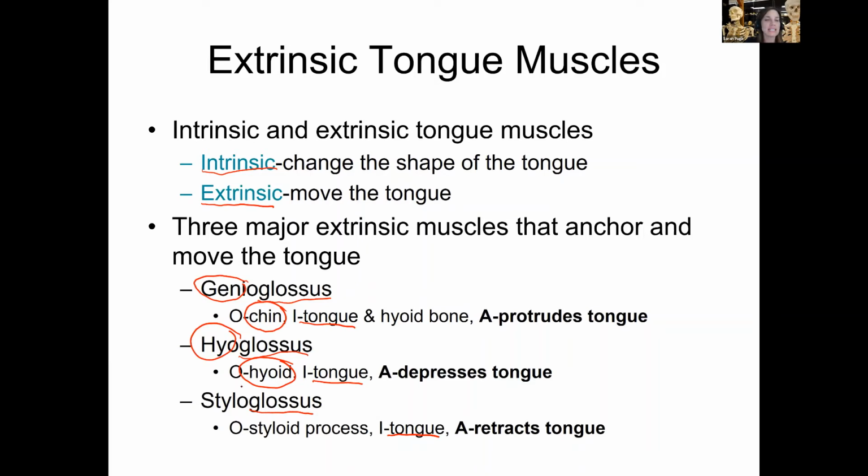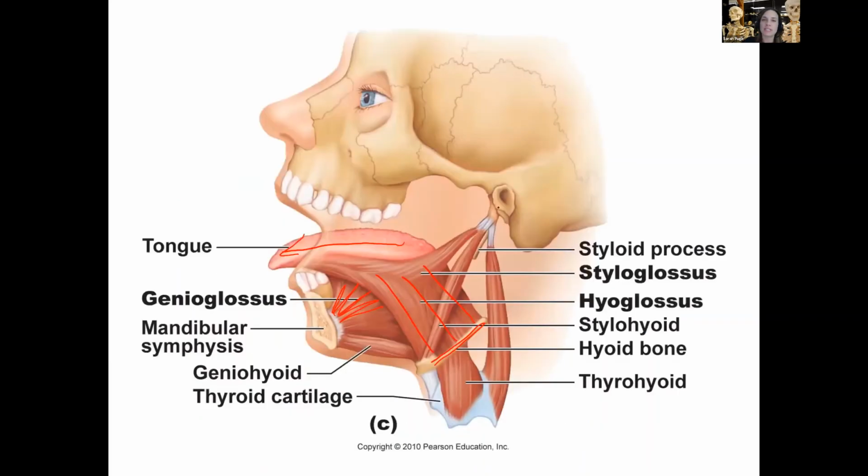And then the styloglossus, the origin is the styloid process. Again, the insertion is the tongue, glossus. You can see here's that styloid process, so it's going to run from the styloid process to the tongue. And this one is going to pull the tongue back in the mouth. It's going to retract that tongue.